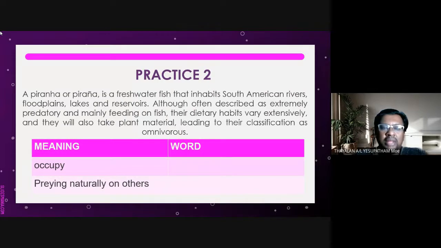Let's move on. The piranha is a freshwater fish that inhabits South American rivers, floodplains, lakes, and reservoirs. Although often described as extremely predatory and mainly feeding on fish, their dietary habits vary extensively, and they will also take plant material, leading to their classification as omnivorous.